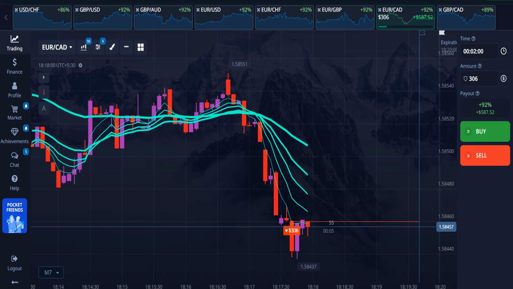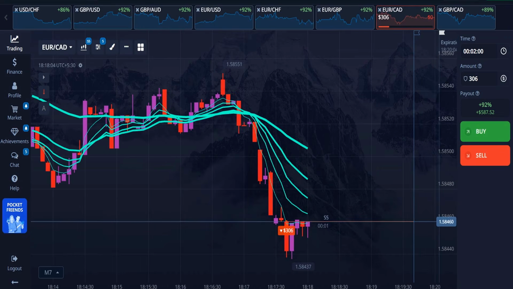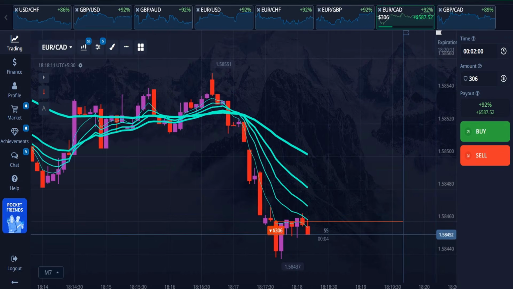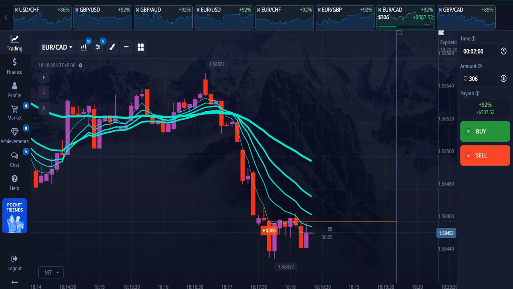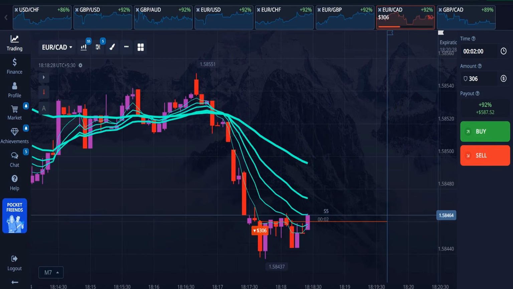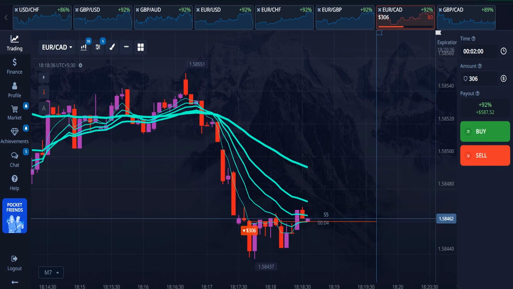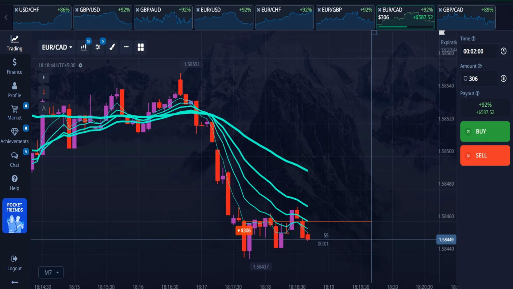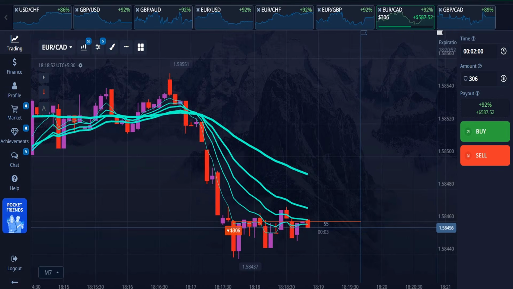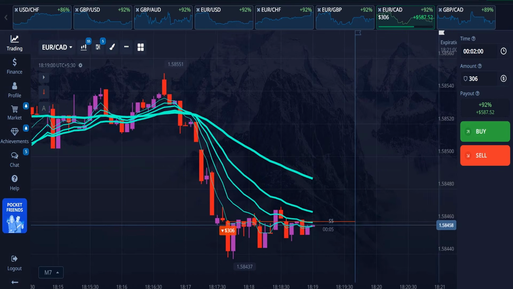But here's where it gets tricky. The alignment wasn't fully clean yet. EMAs were too close, and there wasn't enough space between the lines. As the trade progressed, the market did show a minor drop, but it wasn't enough. The EMAs were still flattening, showing indecision.